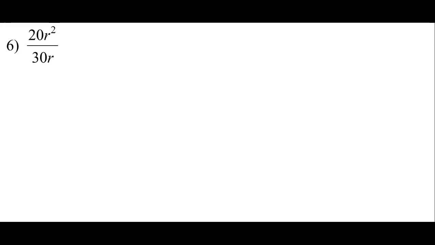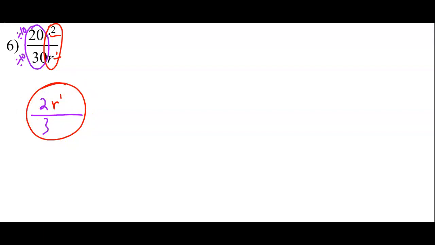Number 6, we're going to simplify this expression. For the coefficients, we're just going to reduce it like we normally would. We would look for a number that divides into 20 and 30. And so if I divide the top and the bottom by 10, I end up with 2 over 3. But we also need to deal with the variables. When it comes to the variables, basically you're going to subtract the powers. So 2 take away 1. 2 take away 1 is 1. So it's going to be r to the first power, and that's going to go on the top because the bigger one was on the top to begin with. And so there's your answer.